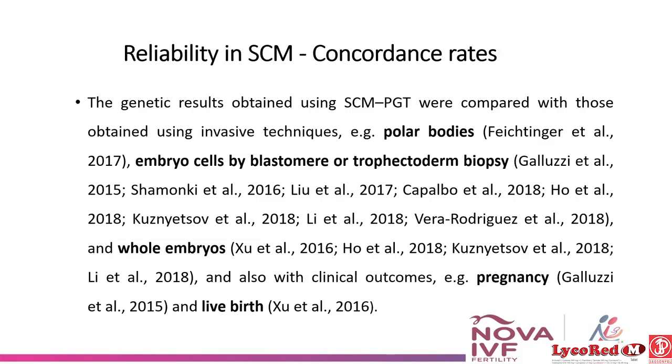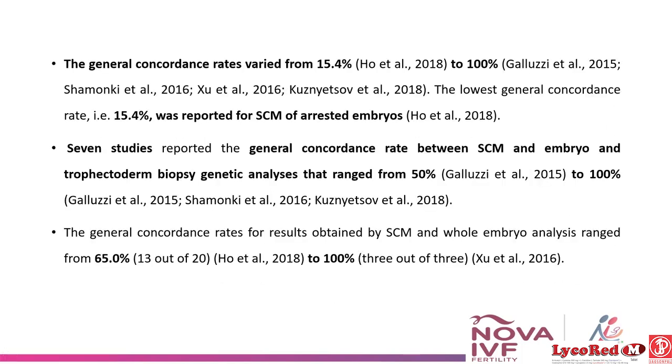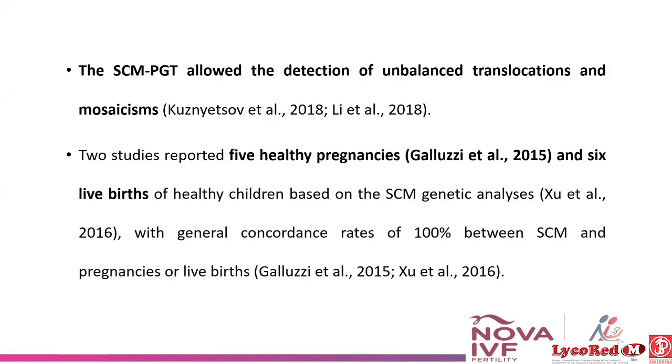Now, reliability of spent culture media and concordance rate. Many authors have examined the concordance rate, comparing it with the polar body, blastomere or trophectoderm biopsy, again with the whole embryos and with pregnancy. The general concordance rate varies from 15.4 to 100%. Why 15.4%? Because it was observed in arrested embryos. Seven studies reported that the general concordance rate between spent culture media and embryo trophectoderm biopsy ranged from 50% to 100%. And one of the authors observed a range from 65% to 100% concordance rate.